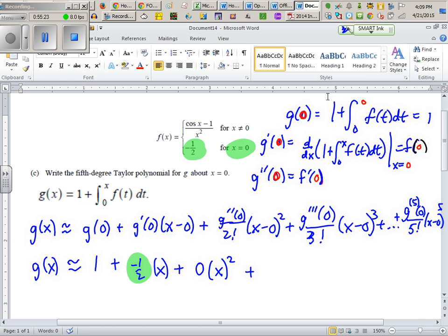So this isn't as bad as you'd think. G triple prime of 0, well, that's just the 1/12 that we found. Remember, that's f double prime of 0, same thing. So g triple prime of 0 is just that 1/12 that we had a few minutes ago. Recall, this was f double prime of 0. Same thing as g triple prime of 0.